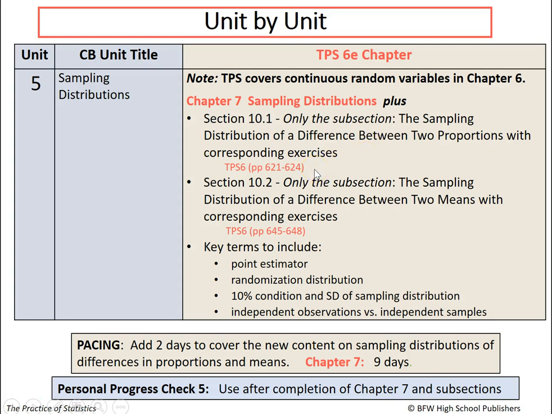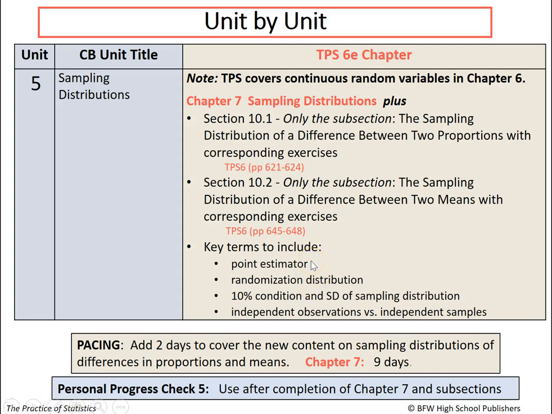Here are the page numbers. And at the end of section 7.3 in TPS 6, you need to add section 10.2's the sampling distribution of a difference between two means subsection with the corresponding exercises. So to repeat, section 10.1 goes at the end of the existing section 7.2 in TPS 6, and section 10.2 goes at the end of the existing section 7.3.